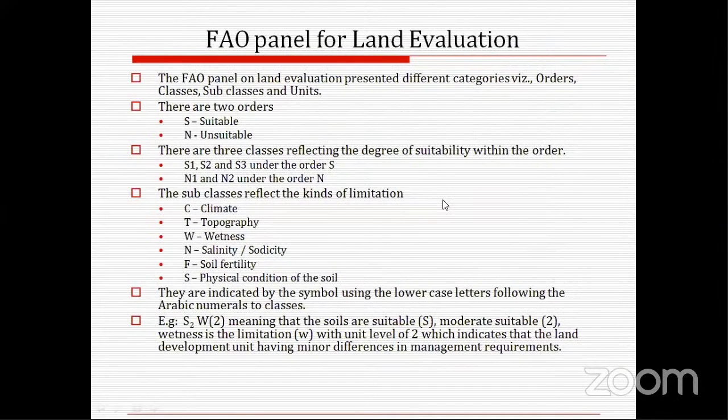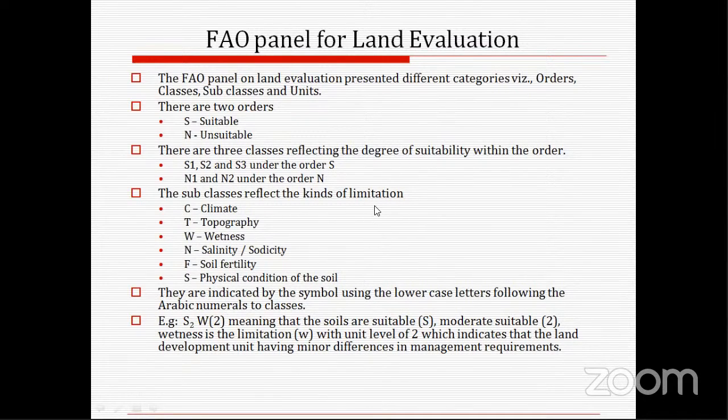So the FAO panel, students, is another important land evaluation given by the Food and Agriculture Organization. Different land evaluation categories are present. FAO has given two orders, students, just like our taxonomy orders. What are those? S and N. S means suitable for land evaluation. N means unsuitable, not suitable. They have also given 3 classes reflecting the degree of suitability. What are those? S1, S2, S3 under the S. So S1, S2, S3 come under the suitable land classes. N1, N2 come under the N, which is not suitable for the land evaluation.